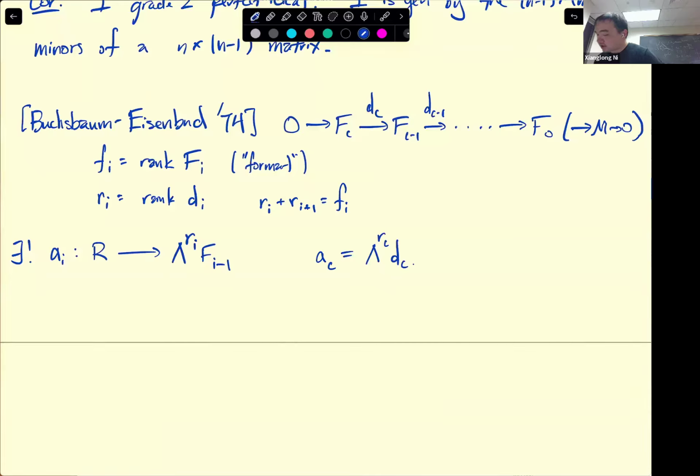And then, moving downwards on the index, what we have is the following. For every differential d_i, so d_i is a map from F_i to F_(i-1), I look at wedge r_i of this.